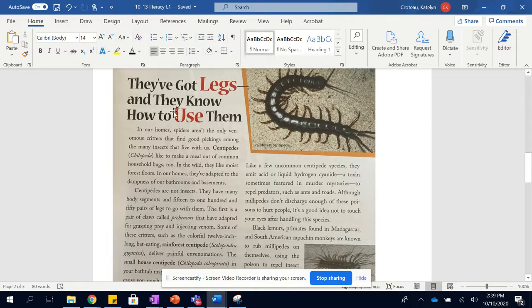They've got legs and they know how to use them. Charming. Isn't that a beautiful creature? In our homes, okay, so let's read one.